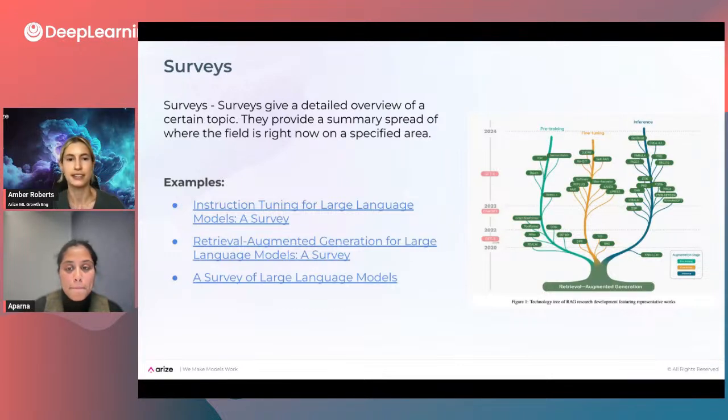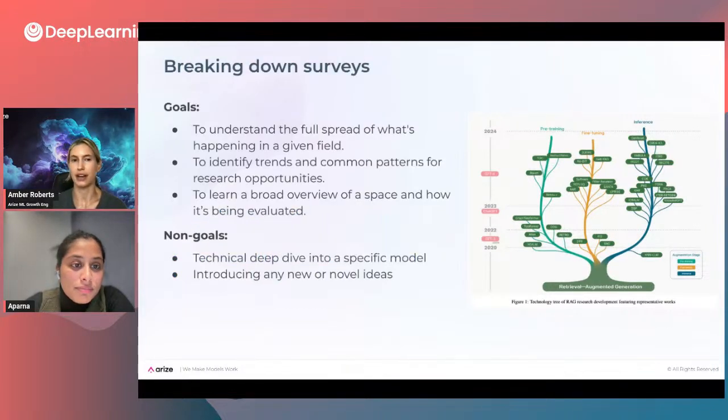So surveys give a detailed overview of a certain topic. They provide a summary spread of where the field is right now in a specified area. And normally they say survey on them. These papers tend to be very long, very detailed. In terms of what your goal is for reading these types of papers, it's to understand just what's happening in the field and to look for trends and patterns.